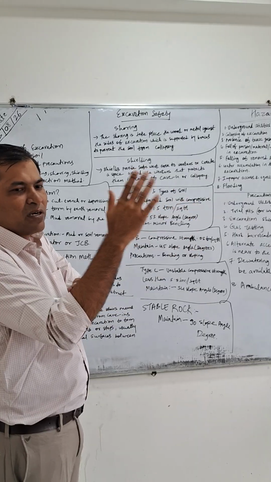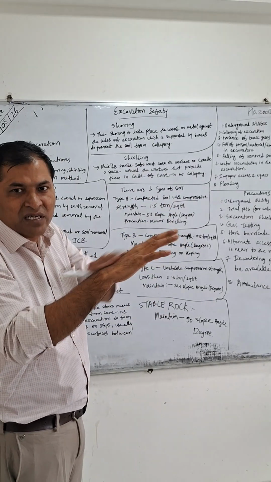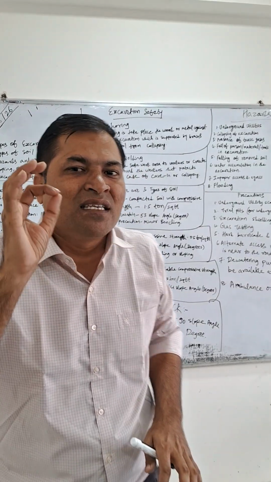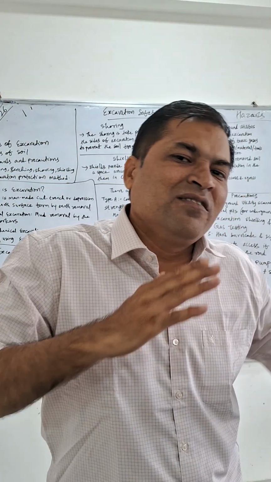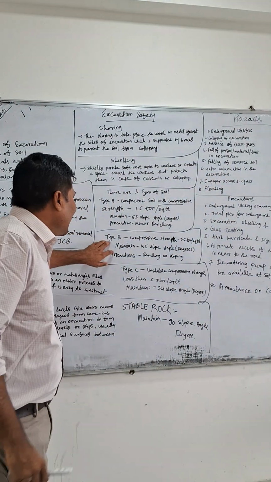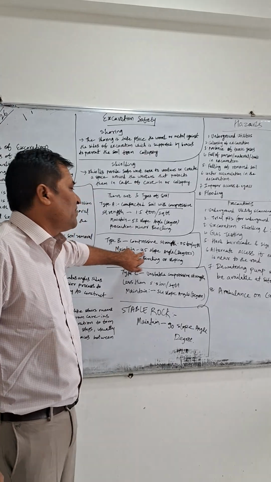Go with 45 degree or with the 53 or maybe slope over. It depends upon the strength of the soil, and then you have to go as per the safety preventive measures. Always you have to apply the safety preventive measures. Always go with a 45-degree angle and then dig that part. Okay. Then type B, compressive strength 0.5 tons per square feet, maintain 45 here.